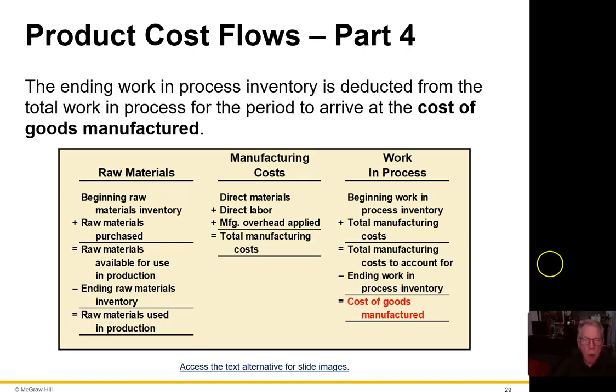Now, what we're going to do, we started with beginning work in process inventory, we added the total manufacturing costs, and that gives us the total manufacturing costs to account for. Now we back out what we did not complete, which is the ending work in process inventory, and that gives us the cost of goods manufactured, the cost of the finished goods made that month in work in process.